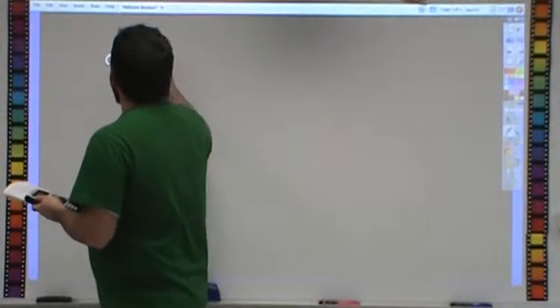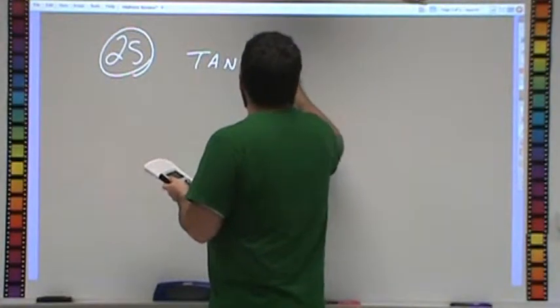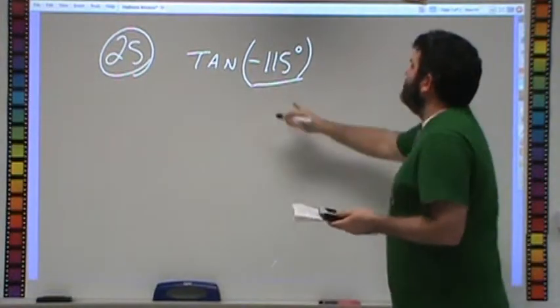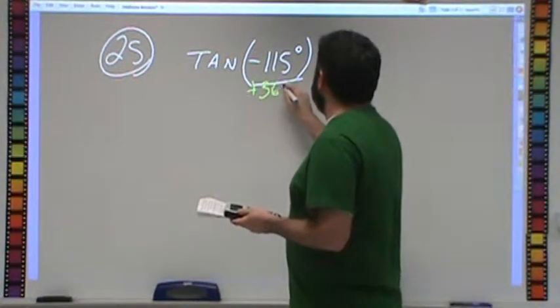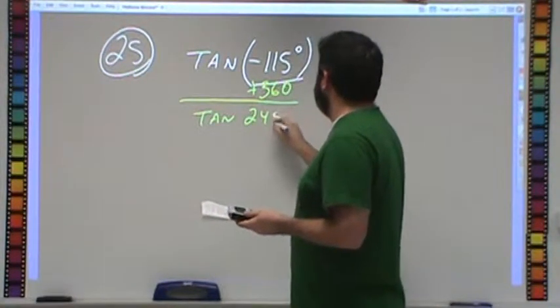25. Gonna make it short and sweet. We are finding a reference angle. Whoops, meant to just put that in parentheses. First thing I gotta do is get it inside the circle. So I'm gonna add 360 to it because it's negative. And that's gonna give me tangent of 245.